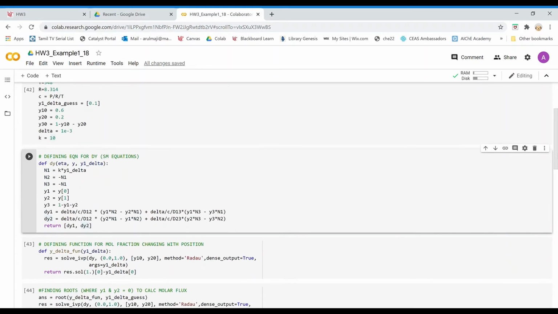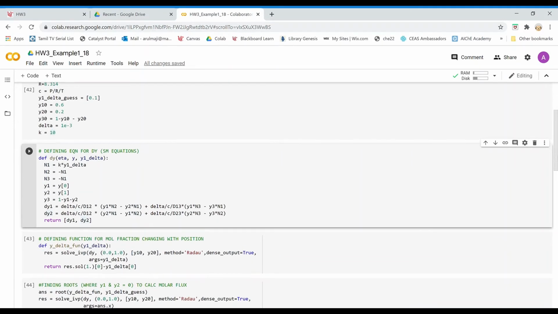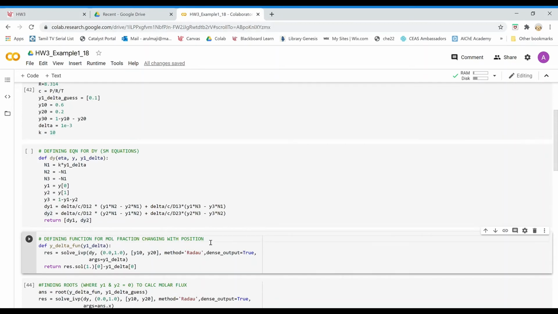So after we've defined our Stefan-Maxwell equations, we define the function of our mole fraction changing with position. So our y delta function is relating our mole fractions along our axis. With that equation, we are calling on our dy function, and then we want to integrate that from 0 to 1 with our initial values to give us values of our y as a function.